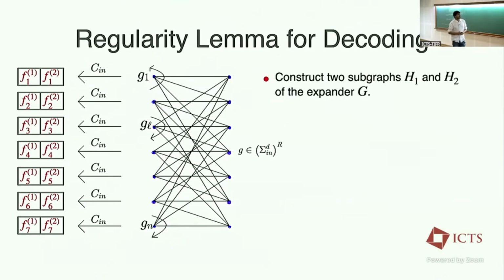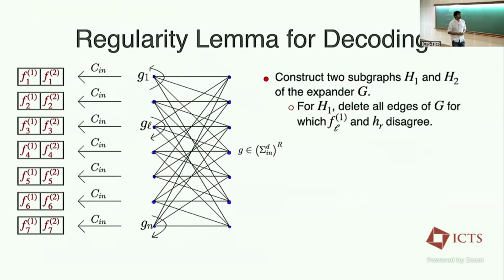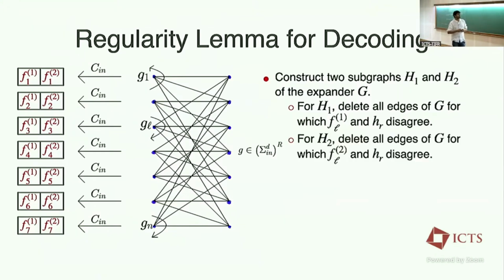How do we find these A1 and A2? Well, we construct 2 subgraphs of the entire expander G, such that for H1, you delete all edges of G where, if I were to choose all the first assignments here, some things might become inconsistent with G from the other side. So for every edge of G, if the first guy here and the vote from the other side by G do not match up, I delete that edge. So it's going to be a subgraph of an expander. Similarly, I construct H2 based on the second code word here.